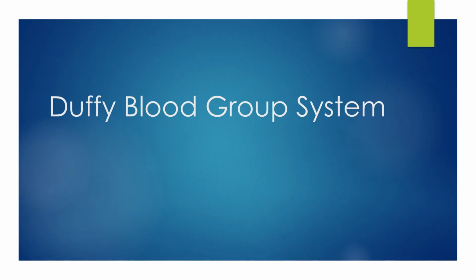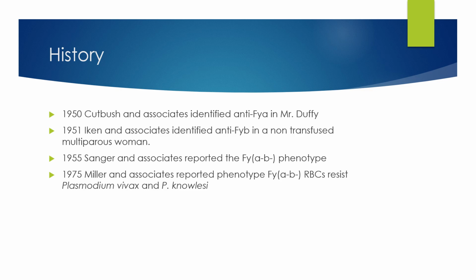Hello, today we will be talking about the Duffy blood group system. The Duffy blood group system was discovered in 1950 when Cutbush and associates identified anti-Duffy A in Mr. Duffy. A year later, in 1951, Eakin and associates identified anti-Duffy B in a woman who had multiple pregnancies but had never been transfused before.